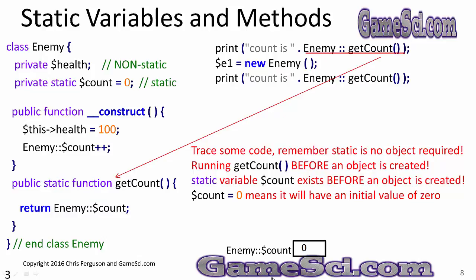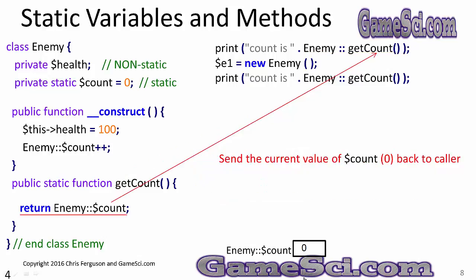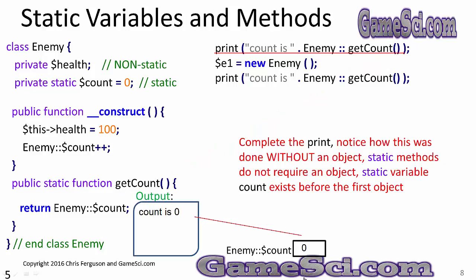Let's execute some code that uses class Enemy and our new static variables and methods and see how it works. We're going to trace this code. Remember, static means no object required. Look what I'm doing. I'm going to run getCount before an object is created. The static variable $count exists before an object is created. The $count equals 0 means it'll have an initial value of 0. This print statement is executing long before I build an enemy object. We'll send the current value of count, which is 0, back to the caller of getCount, which allows the print statement to execute. And when the print statement executes, look what comes out.